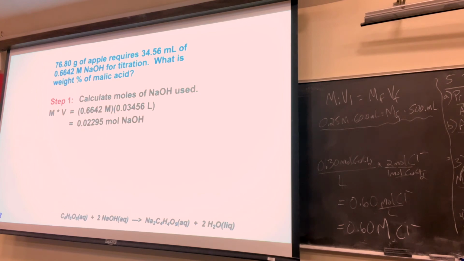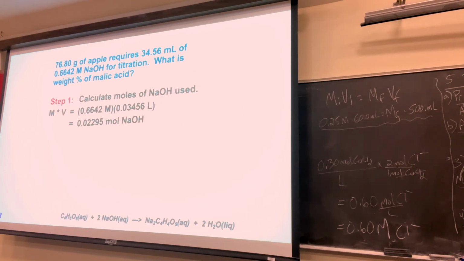So when we did this titration, the 34.56 milliliters basically delivered 0.02295 moles of sodium hydroxide. Any questions on that?